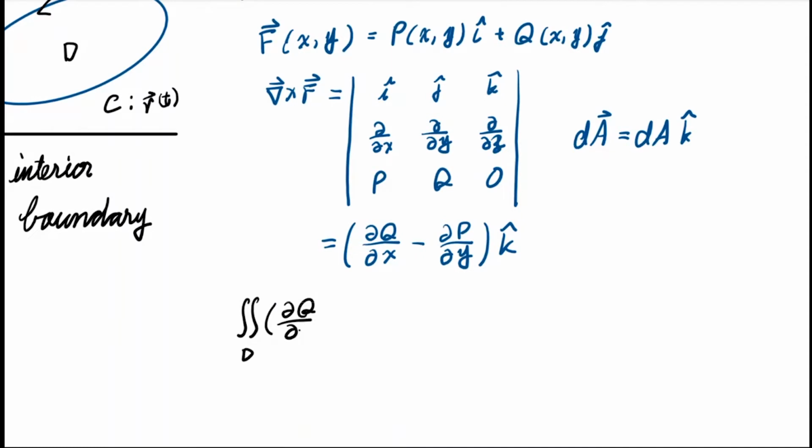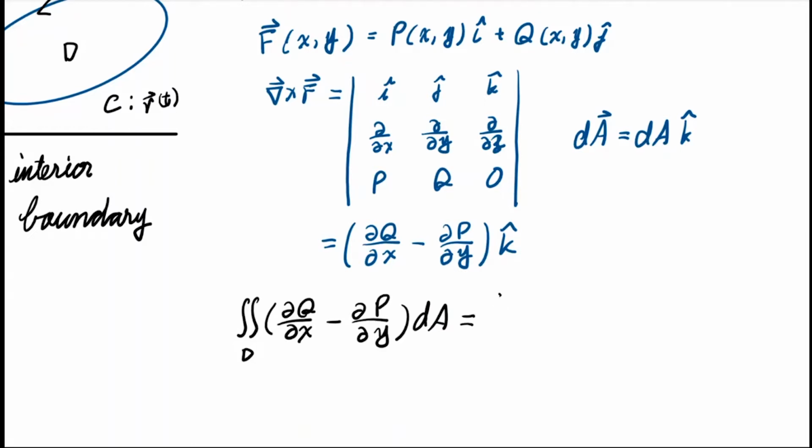Partial Q partial X minus partial P partial Y, right? And then the K vector dotted with that dA vector. So K just disappears and gives you dA. You know what I'm saying?